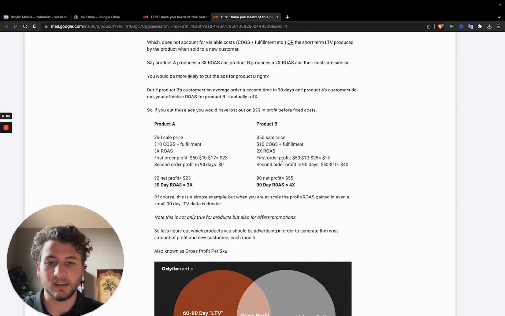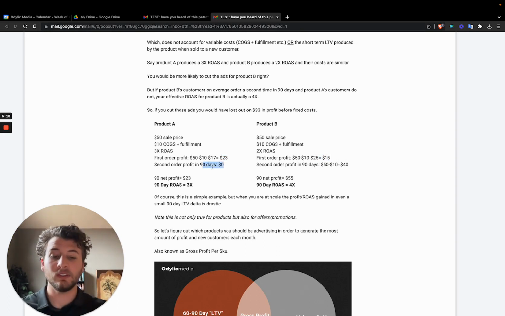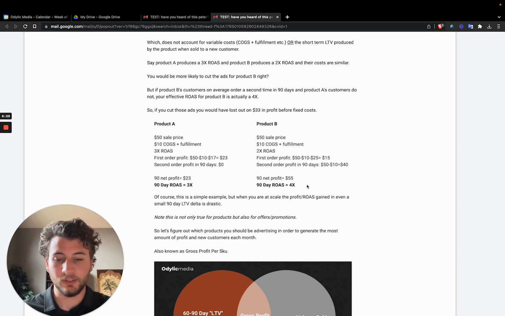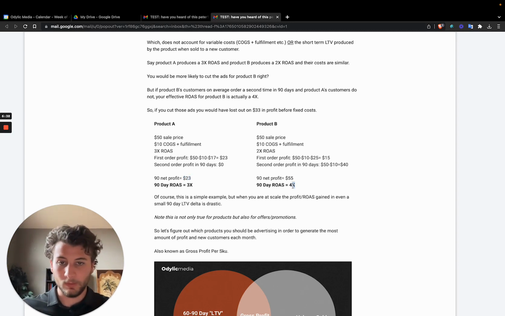And if we just break down the costs here, we can see, okay, first order profitability, product A is more profitable again with that 3x return, 23 made versus 15 minus the COGS. But because we have that person returning just for a second order, nothing crazy, they just bought again a second time within 90 days, now our second order profitability, again, just minus COGS, is $40. This is 0. So in total, we actually end up in profit, gross profit before fixed costs, at 55 instead of 23. So our effective ROAS, if we're to tie it back in, would be a 4x for product B and a 3x for product A.